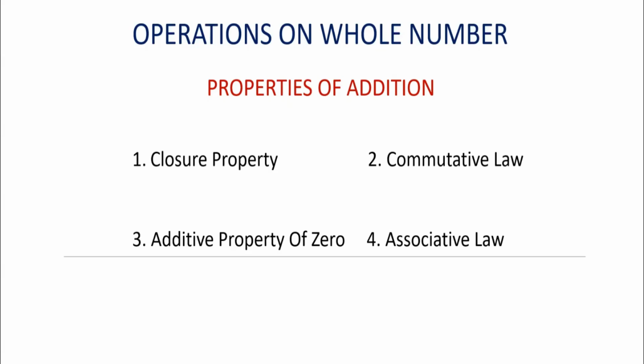In this video, we will learn operations on whole numbers, and specifically by operations here we mention addition. So we will learn the properties of addition for whole numbers. There are four properties. The first one is the closure property, the second is the commutative law, then we have the additive property of zero, and the last one is the associative law. So now let's begin and understand the properties of addition on whole numbers.